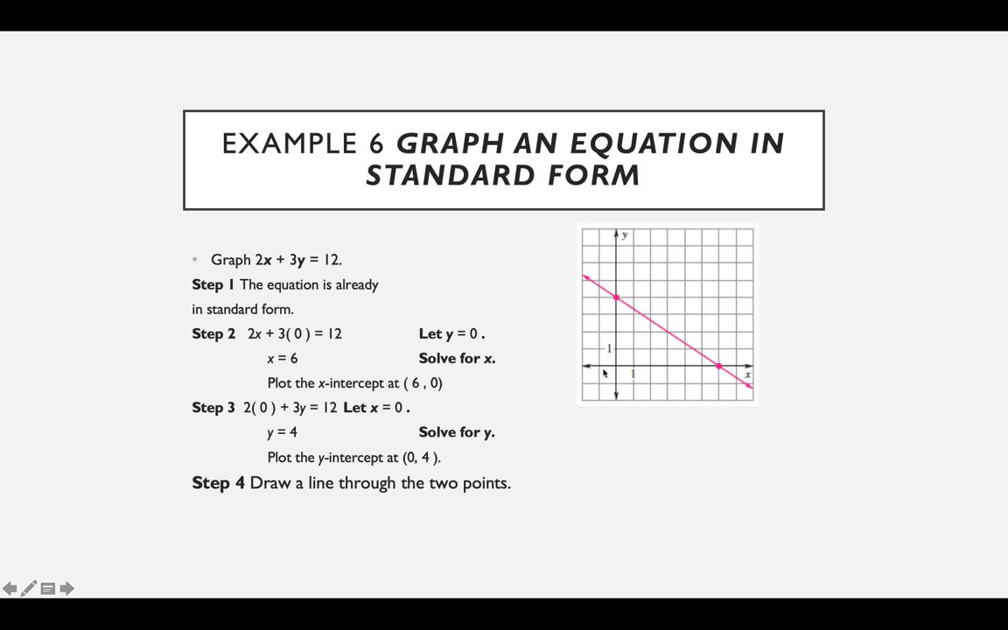So we'll plot the point 6, 0, which is right here on our x-axis. Now we're going to let x equals 0 and solve for y to get our y-intercept. And so we'll end up with 3y equals 12 or y equals 4. So now we're going to plot the point 0, 4. So a nice little y-intercept right here. And then we're going to draw a line connecting the 2 points.